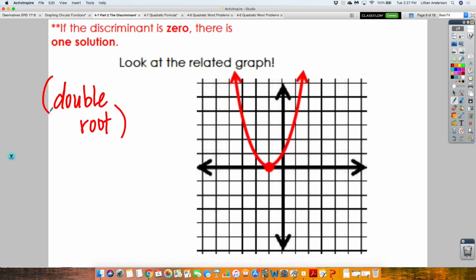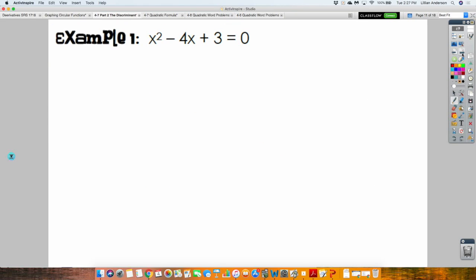And last but not least, no real solutions. What do you think? Discriminant is going to be negative. So when you look at this one, do the discriminant of this one. Did I copy the wrong one? Yeah, it's supposed to be x squared minus 2x plus 2. Sorry, I copied the wrong one when I did the slides. Thank you for letting me know.